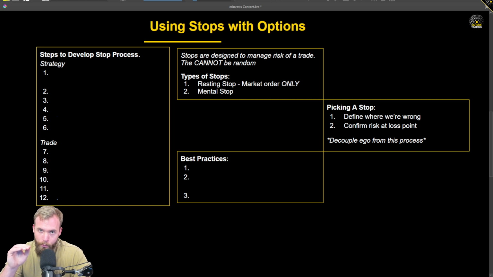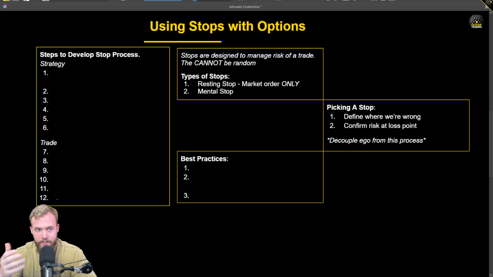It's a spot that's predetermined before I enter the trade, where I'm going to take a good hard look at what I'm doing and see if it makes sense. A resting stop is actually an order that's submitted, sitting there ready to be triggered. Now, resting stops, the only type that makes sense for that is a market order.